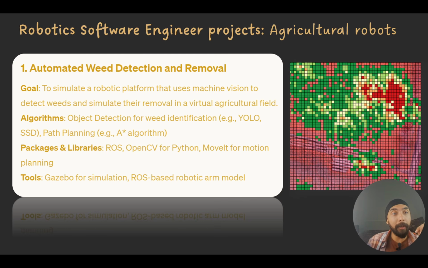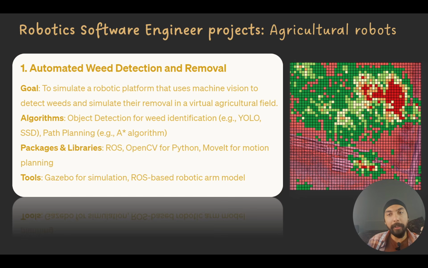So one is, for example, automated weed detection and removal, and the goal of the project would be to simulate a robotic platform that uses machine vision to detect weed and simulate their removal in a virtual agricultural field. So all of the projects that I share can be done in a simulation, and you can even reduce the scope of the projects. The goal is not to build a very detailed technical professional project, because you're still exploring and trying to understand what domains you're really interested in.